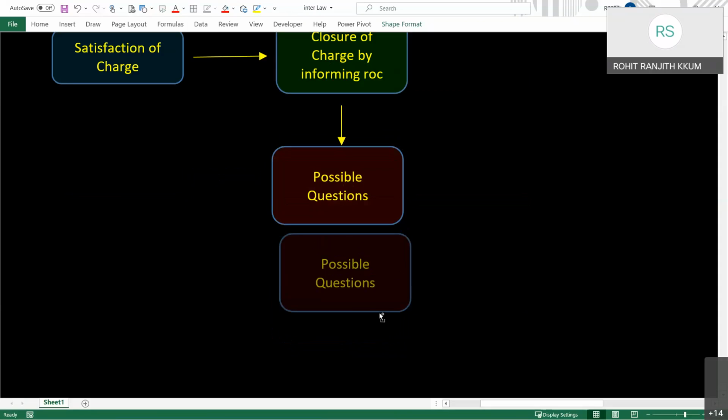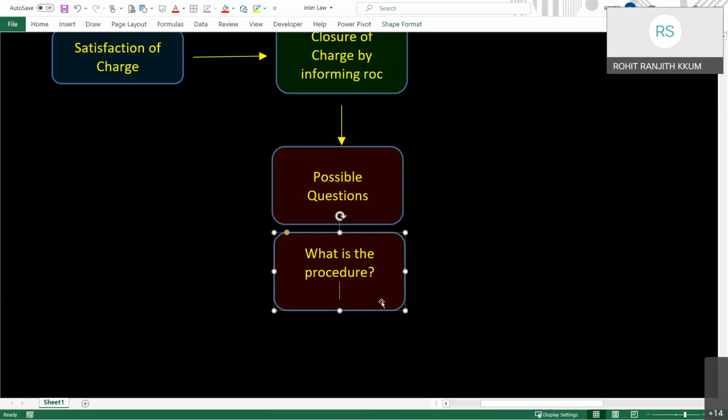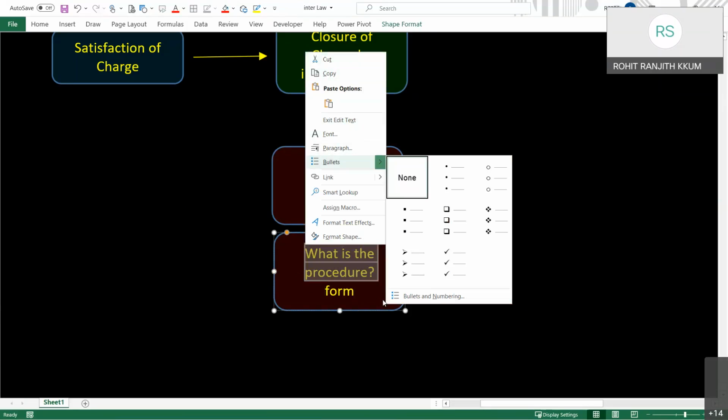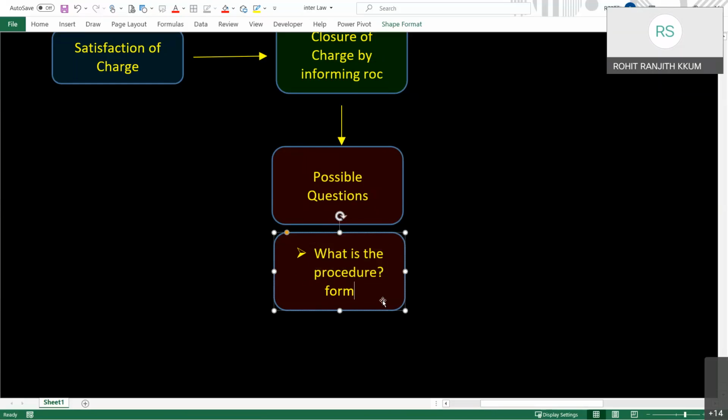what is the process? Okay, write it over here. What is the procedure to satisfy? Next question there can be, what is the form number? Do we need to go with any form? Just like for the registration and the modification, when we use the form, obviously even here we are definitely going for certain forms, isn't it?